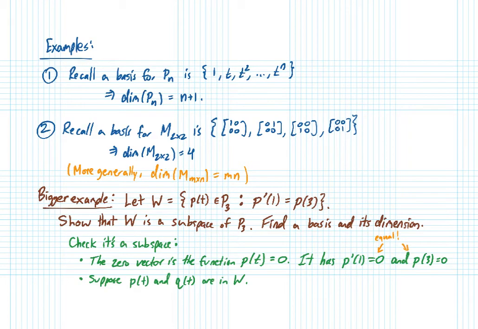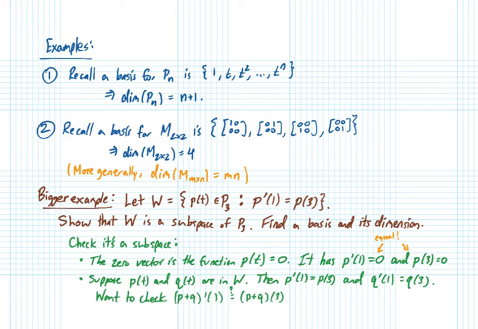Okay, so the next thing we want to check is that if you have two things in W and add them together, you get something that's in W again. So suppose that P of t and Q of t are in W. Then that means that they satisfy the condition P prime of 1 is equal to P of 3 and Q prime of 1 is equal to Q of 3. And the question is, does their sum satisfy that condition? So we want to check whether (P plus Q) prime of 1 is equal to (P plus Q) of 3. So I have a little question mark there because we don't know for sure that that's true yet.